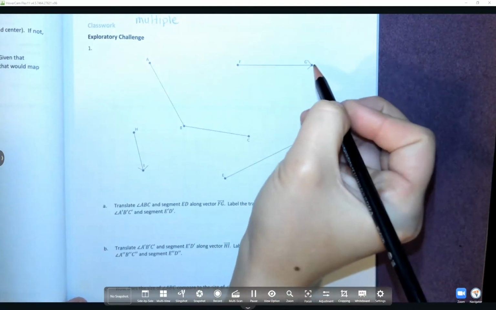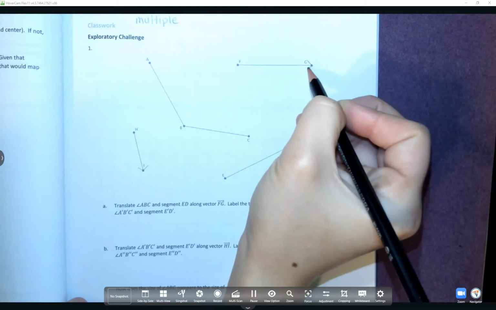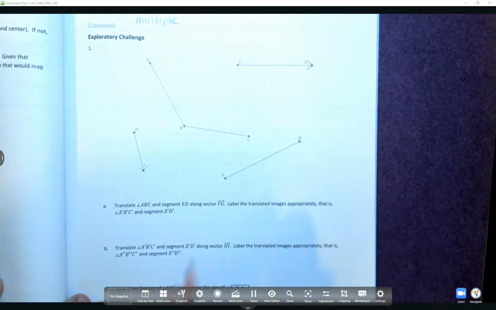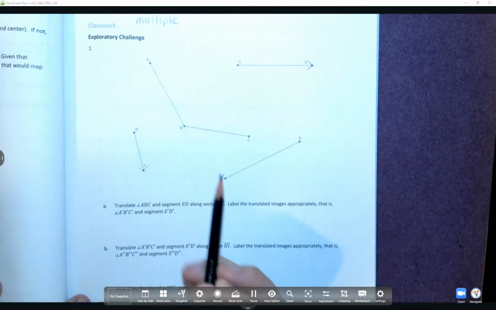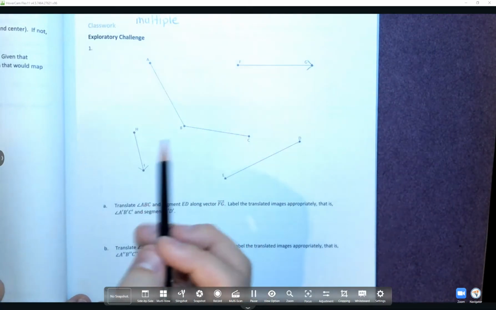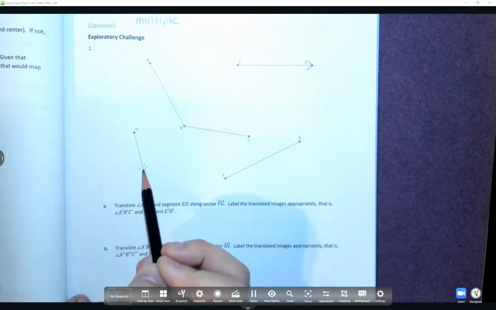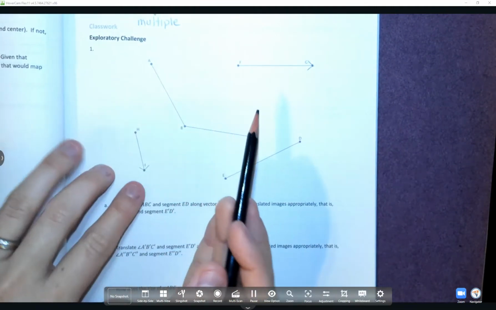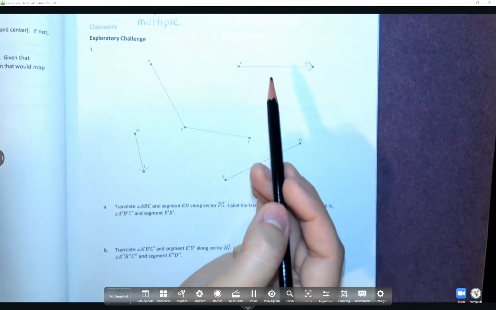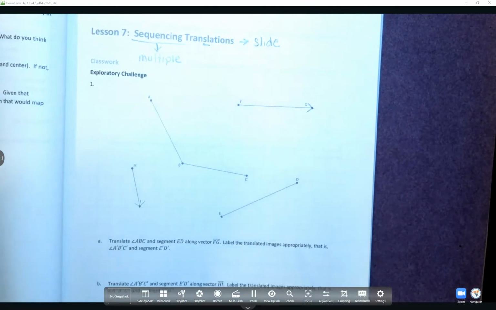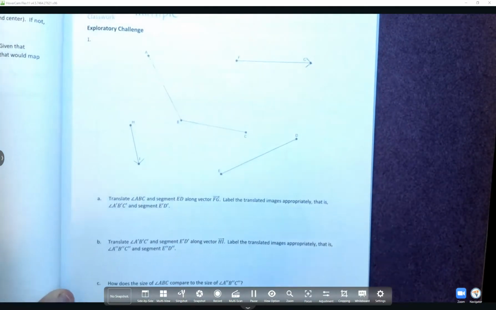Remember, vectors have this arrow right here, and they tell us the direction and how far to move the object, or in this case, it's going to be line segments or angles. And over here I have another vector, which is HI vector. And I know it's a vector again because it has that arrow, which would make sense to have 2 vectors because again, we're sequencing translations, which is making multiple moves. Okay, so let's take a look at this.